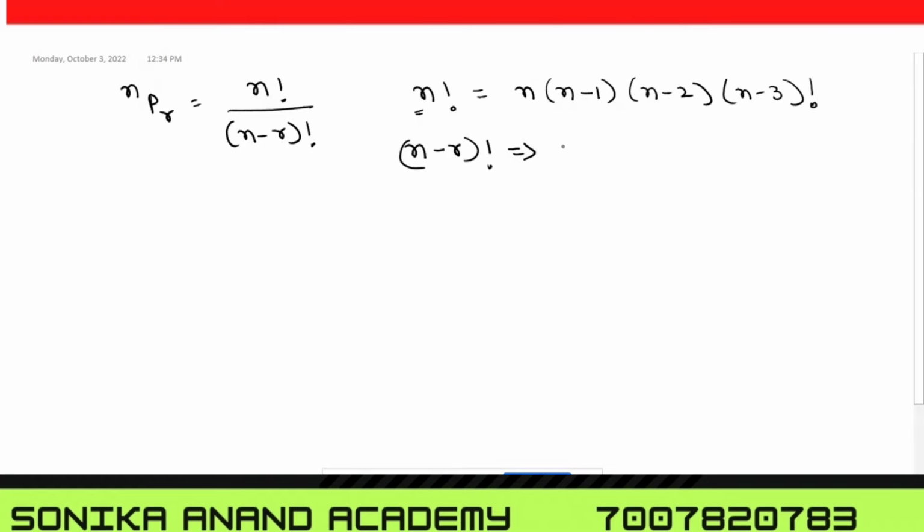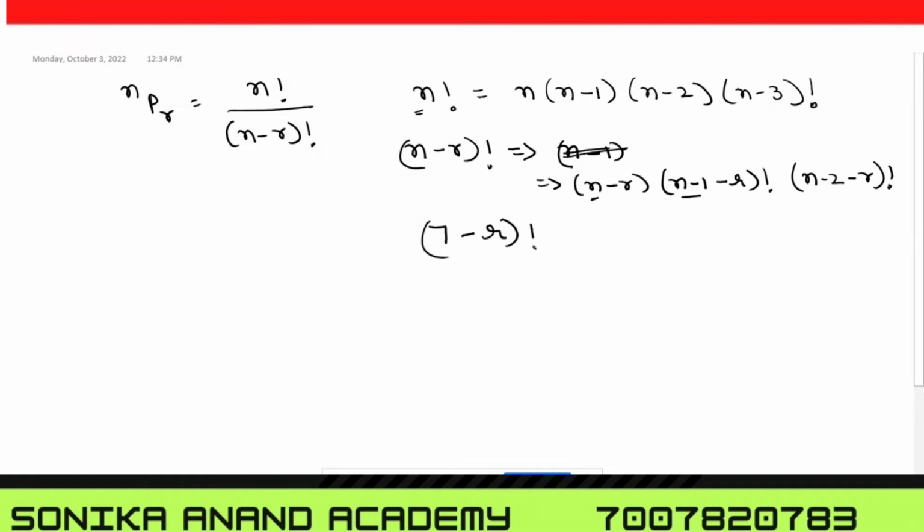I will write here n minus r, n minus 1 minus r factorial. Listen, in this way, we have to decrease only n, not the r. If I have, for example, 7 minus r, then I will write 7 minus r, then 6 minus r, then 5 minus r. Clear? The r stays along with that.